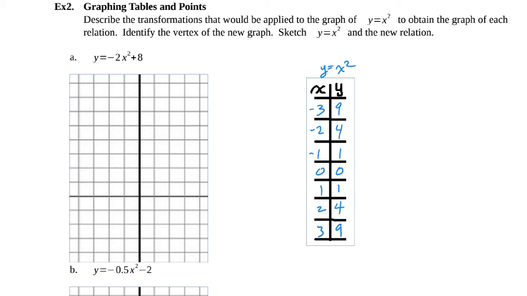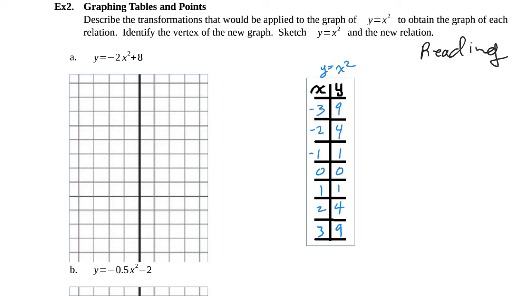In order to describe this next set of problems, we have to figure out how all the points have changed. So here's how we do this on our graph. Let's say that we've got this graph of y equals negative 2x squared plus 8.